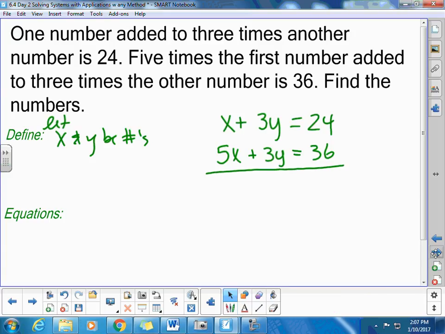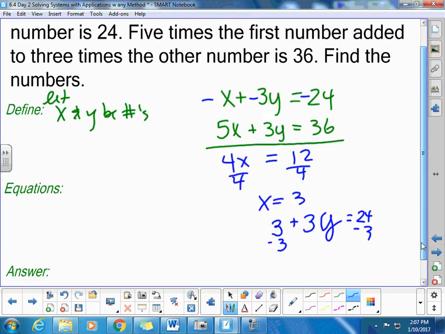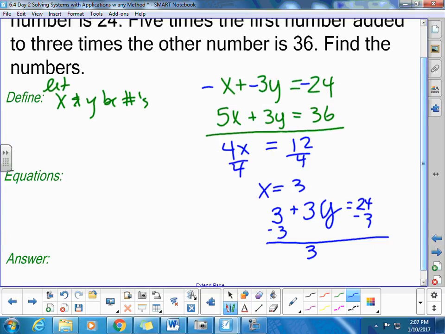If we multiply through by -1 on the top, which just changes all the signs, now I have 4x, the y's are gone, equals -24 plus 36, which is 12. Divide by 4. We have x equals 3. So one of our numbers is 3. Let's plug it in and see what the other one would be. So the top equation would say 3 plus 3 times y equals 24. And I get 3y equals 21. So divide by 3, and you get y equals 7.